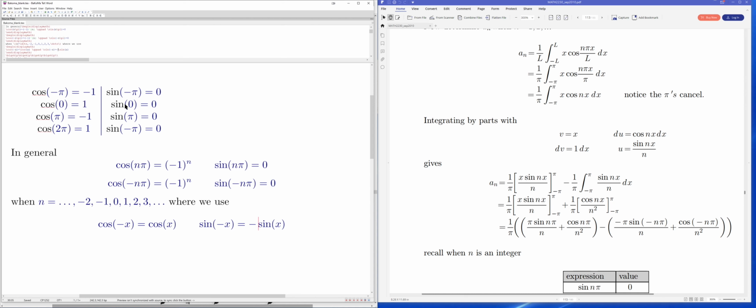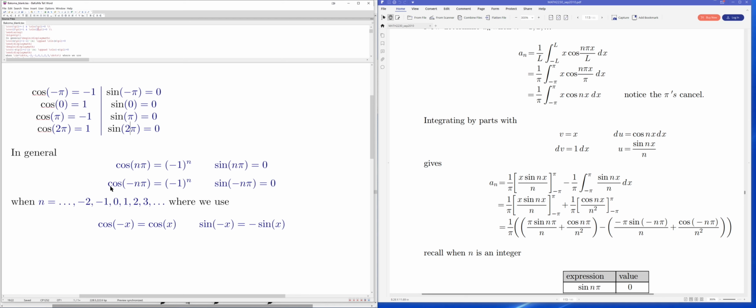And then for the values of sine, it's easier, because sine of 0 is 0. Sine of 180 degrees is 0. Sine of 360 degrees is 0. Sine of minus 180 degrees is 0. So sine of n pi is equal to 0 when n is an integer, when n is 1, 2, minus 1, minus 2, and so on. Okay, so I get that.